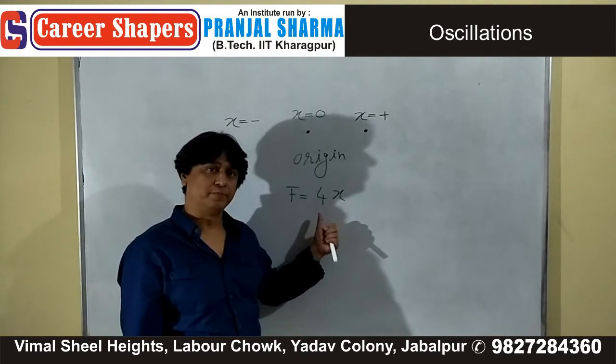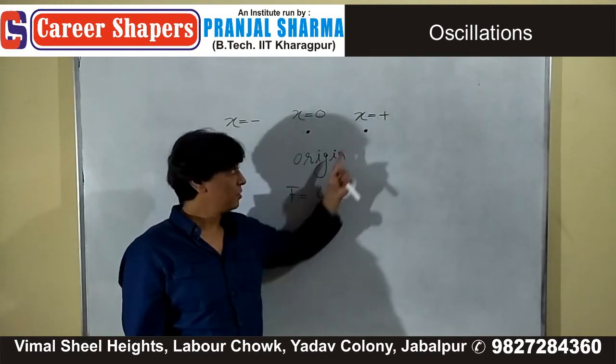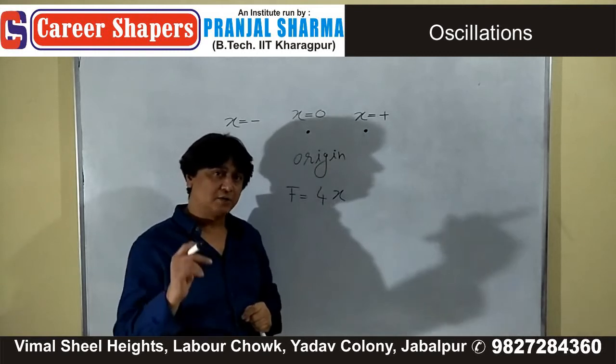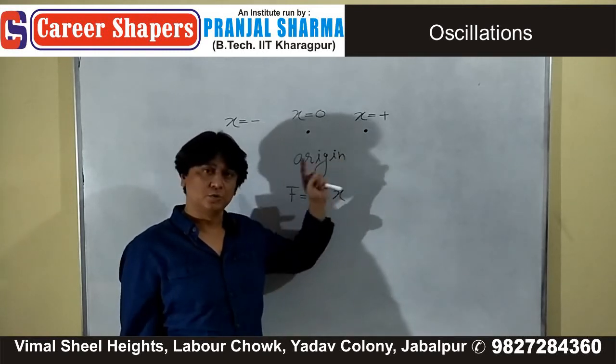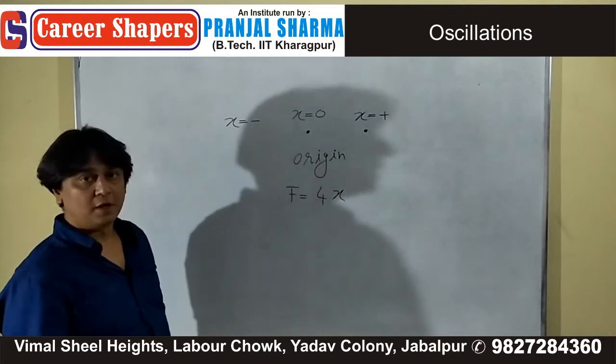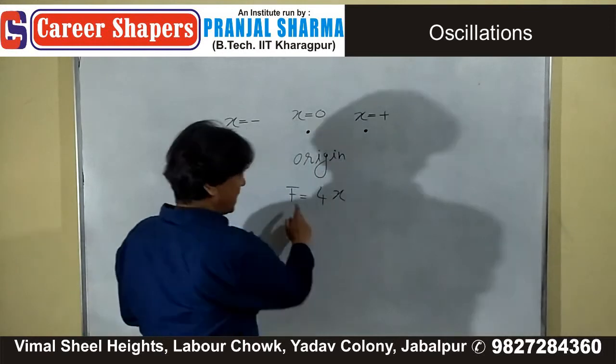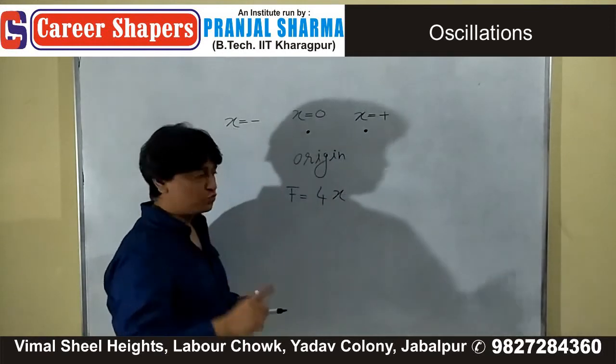Now, my question is, if F is 4x, then is it possible to have an oscillatory motion? Think about it. If a force of 4x is acting on the object, then is it possible for the object to describe an oscillatory motion?